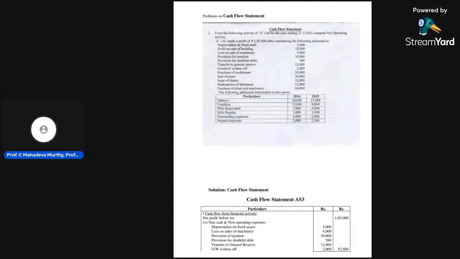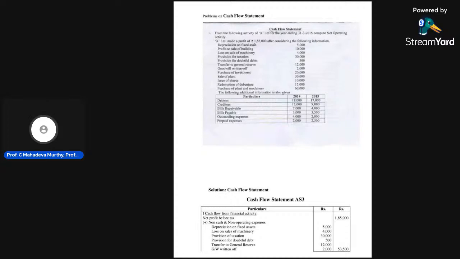Non-cash and non-operating expenses: depreciation on fixed assets is a non-cash and non-operating expense. Why do we charge depreciation? We charge depreciation to replace the existing asset, therefore we call it a non-cash or non-operating expense. That is depreciation on fixed assets, inner column 5,000. Then loss on sale of machinery, which is also a non-cash and non-operating expense, 4,000.